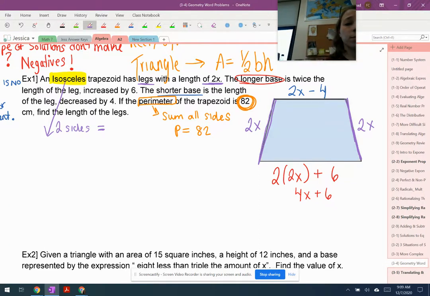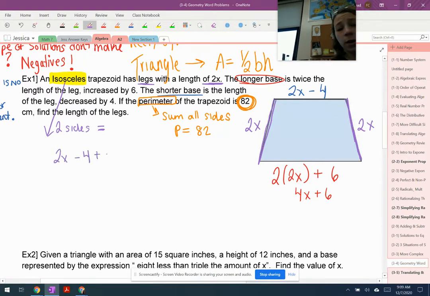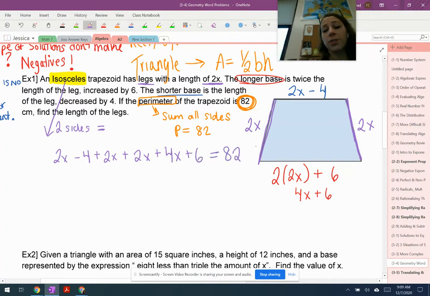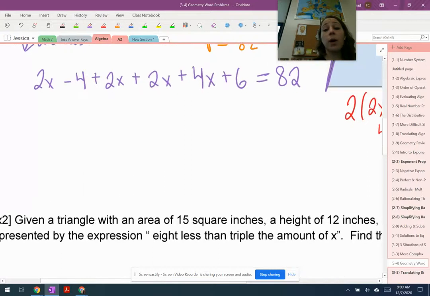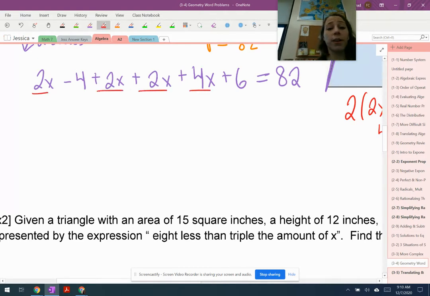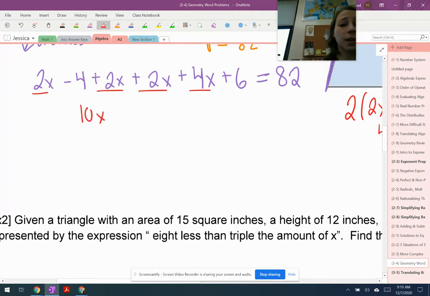So I've got 2x minus 4 plus 2x plus 2x plus, and I'm going to use the bottom simplified one, 4x plus 6 is equal to that 82 that they gave us. So hard part's done. You got the equation set up. Solving it should be the easier part here. 2x plus 2x plus 2x plus 4x is 4, 5, 6, 7, 8, 9, 10x. And negative 4 plus 6 is a positive 2 is equal to 82.